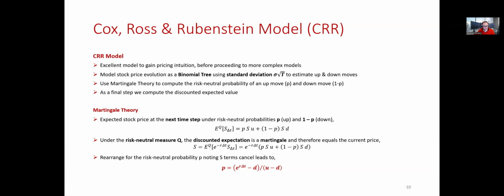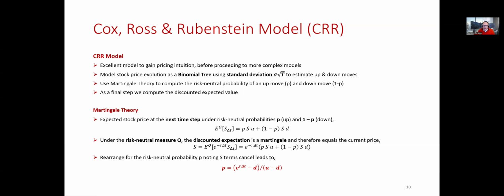These are probabilities. And as a final step, we compute the discounted expected value, which allows us to price our options. So let's look at how we apply the martingale theory that we just looked at in the previous slides. We're saying that the expected stock price at the next time step is under risk-neutral probabilities p for up and 1 minus p for down.